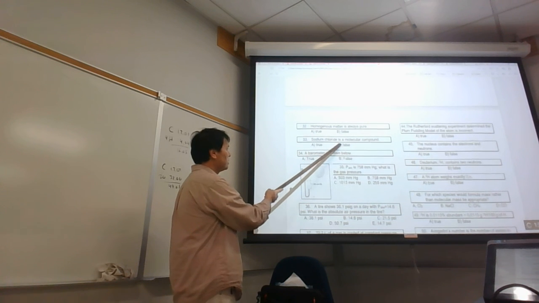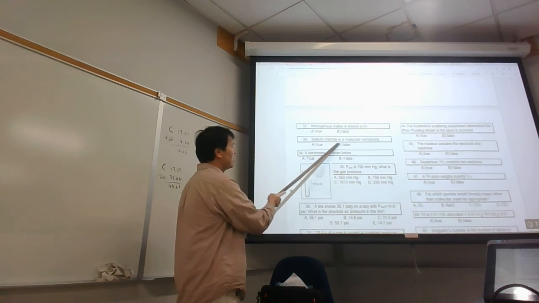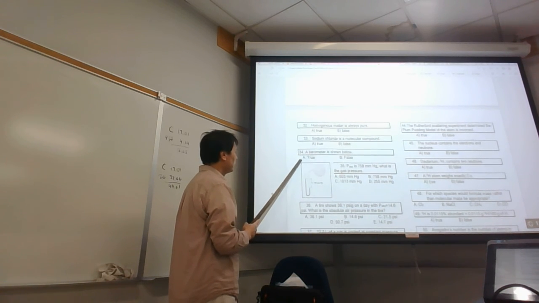33. Sodium chloride is a molecular compound. No, it's an ionic compound. It's metal and non-metal, which is ionic, so it's wrong.